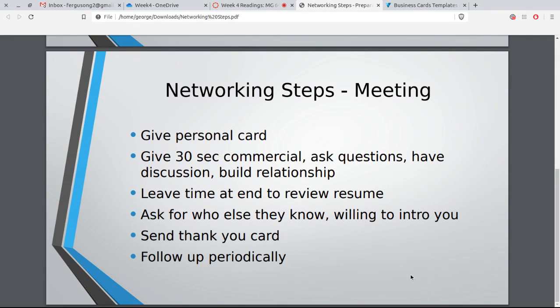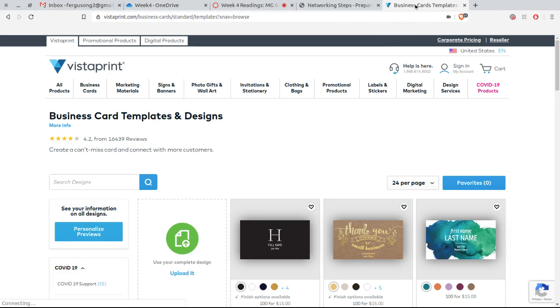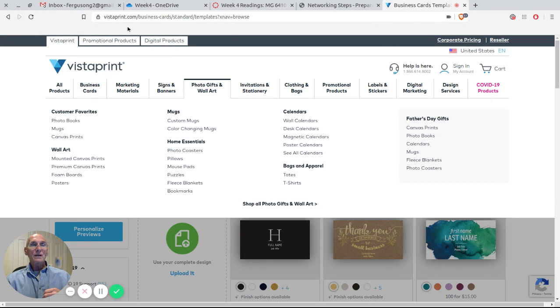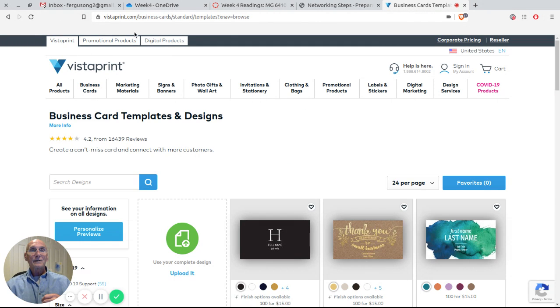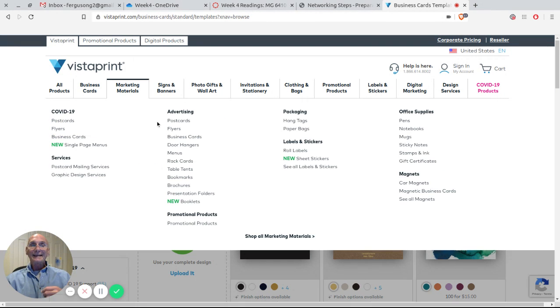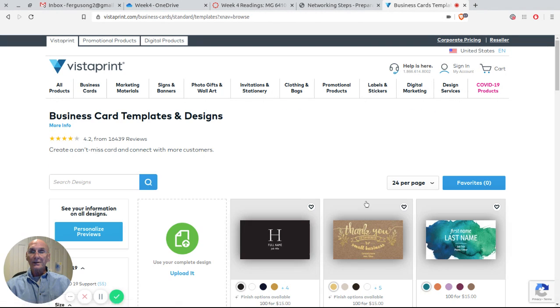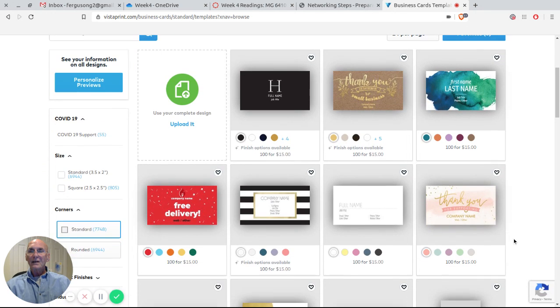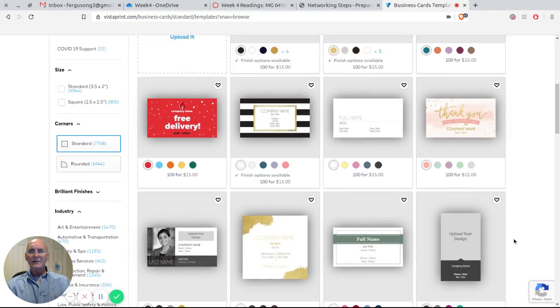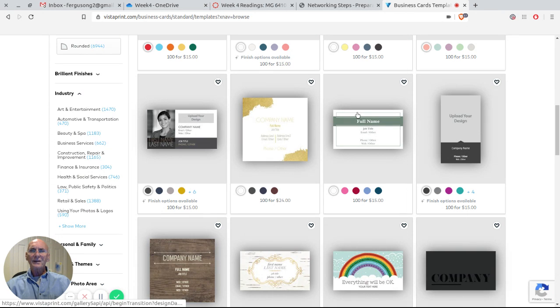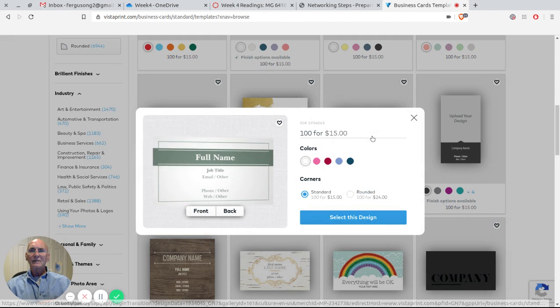When you're actually sitting down to meet with that person, the first thing you do is you give them a personal business card. All right. One of the things I suggest, folks, is put together and have personal business cards. You can go out to Vistaprint.com, and get all kinds of different business cards that they may have. If you look at some of these things, see, you can pick up 100 business cards, personal cards, for only $15. So for example, let's say that this is one that you're interested in.